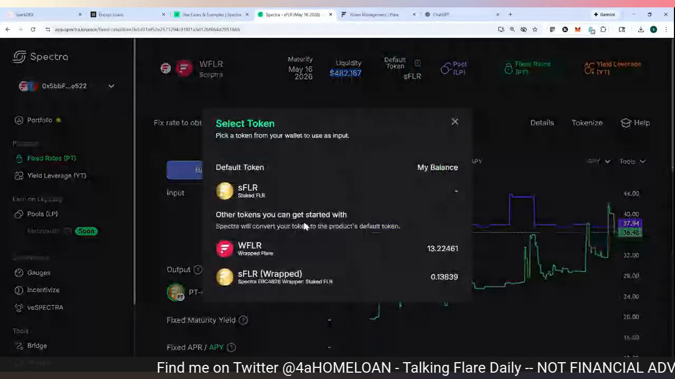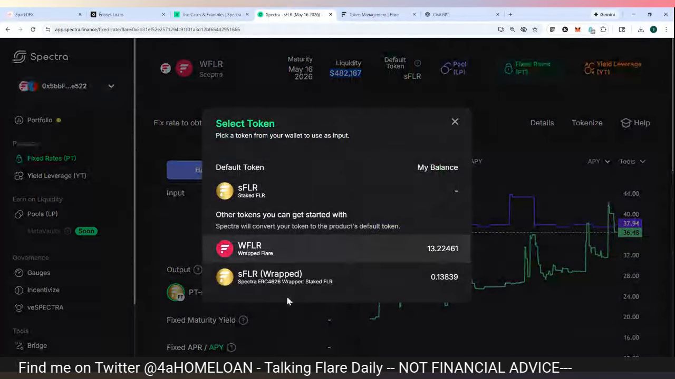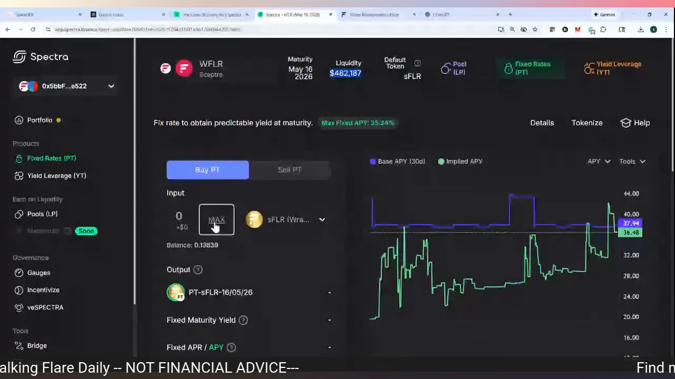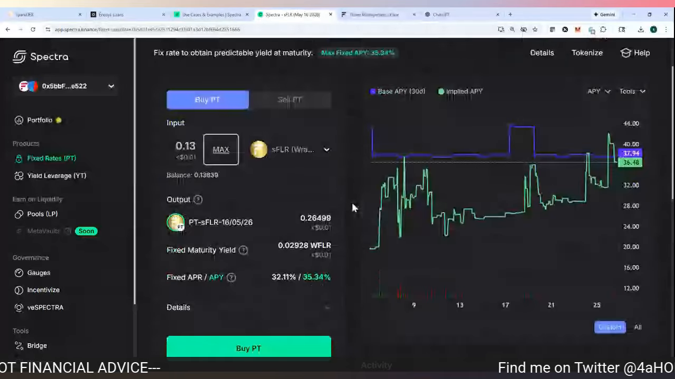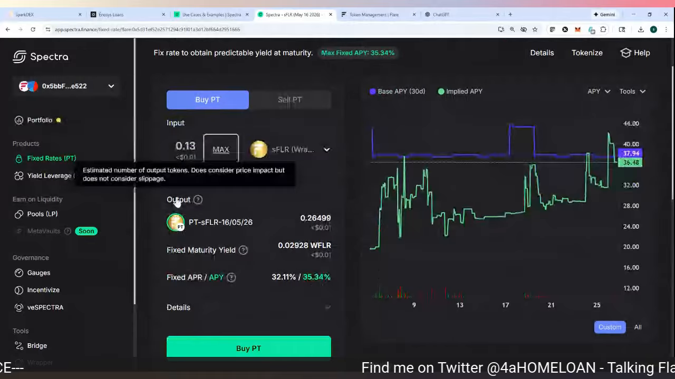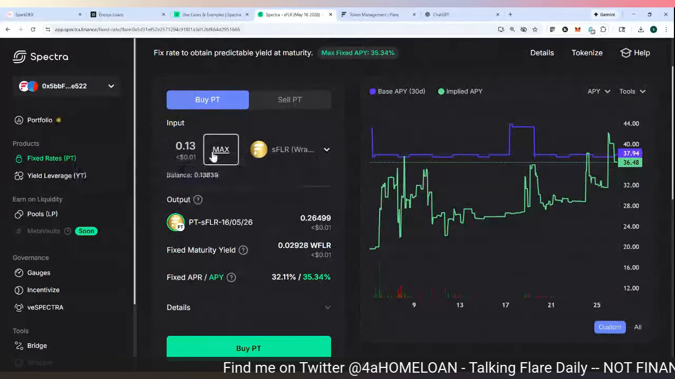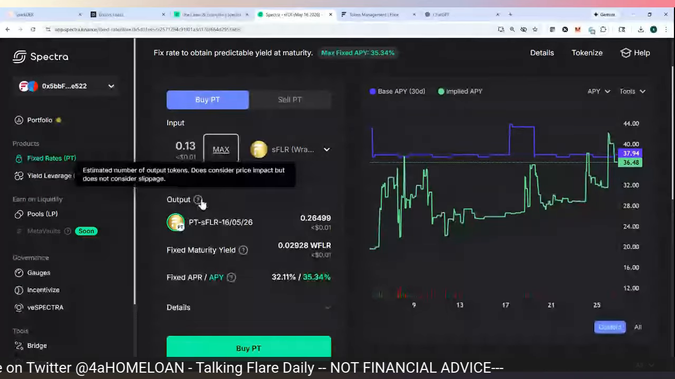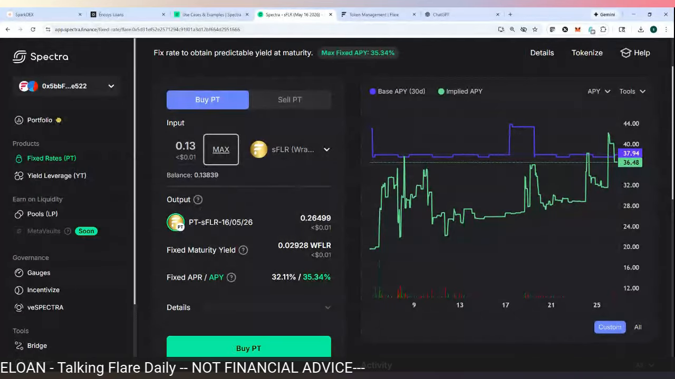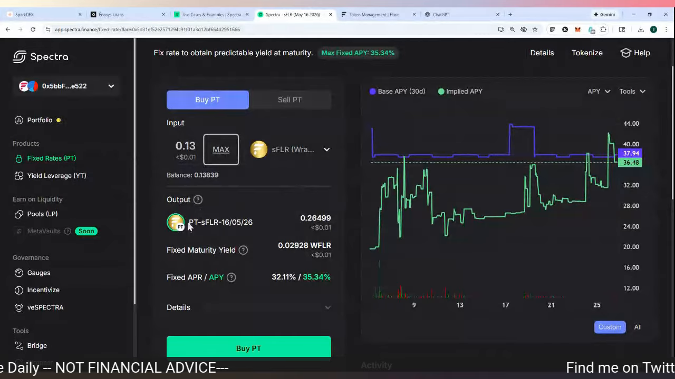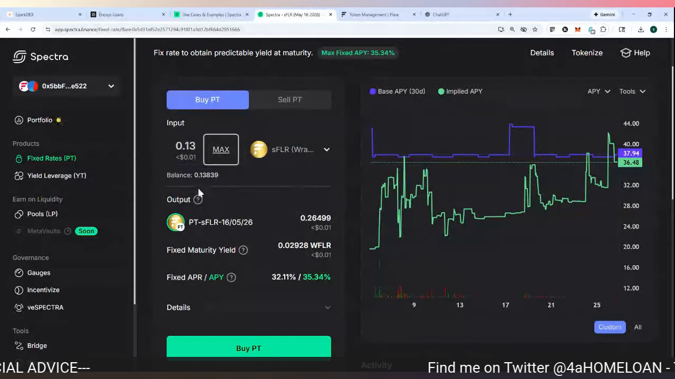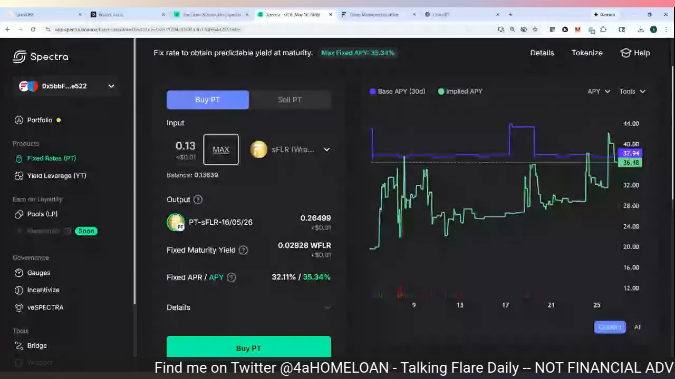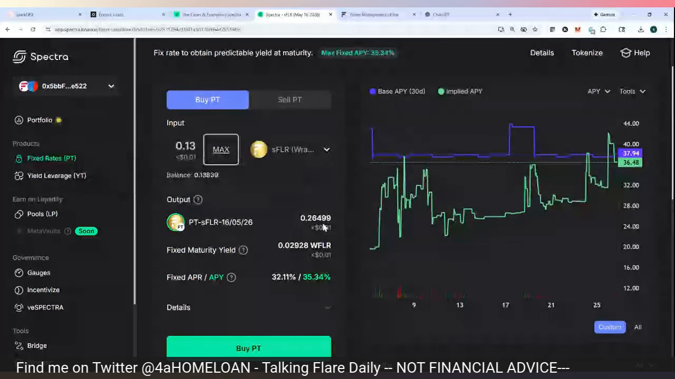If you don't have sFLR already, but you have some wrap flare, you can use that. If you have sFLR, let's click on sFLR, hit max. And once you do that, it's going to populate with some information here. This output, right, tells you the estimated number of output tokens. So I'm putting in 0.13 sFLR. And what this is telling me is that my output, my PT, which is my principal token, right, is going to be converted. So this is already sFLR, and so it's going to be converted to my PT tokens, right? This is a receipt token. My output is going to be 0.26.